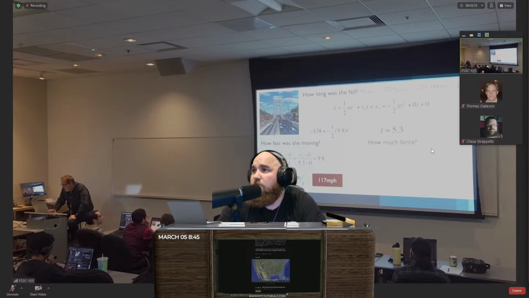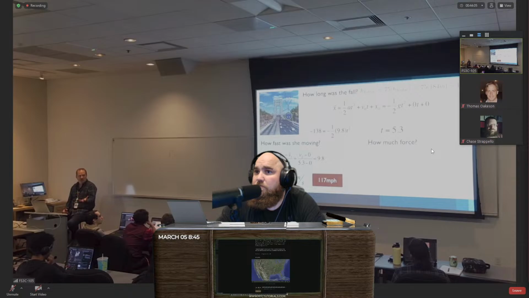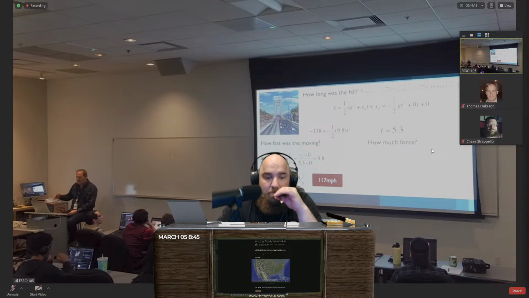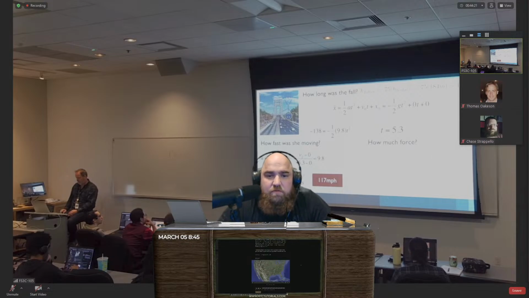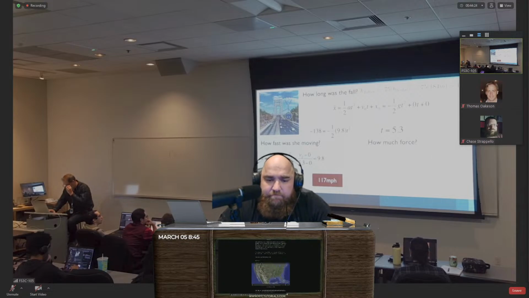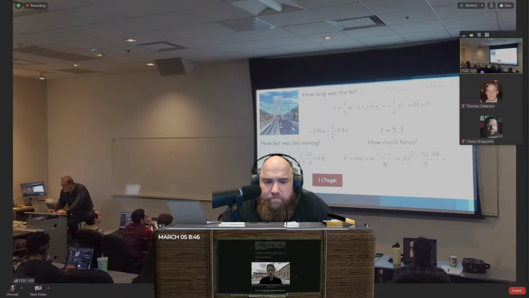Okay, now how much force? Now you remember, to change the velocity of an object, you have to apply a force. So there's a force that she experiences when her velocity changes from 117 miles per hour, or 51.94 meters per second, to 0. Okay, so how much force is required to bring a 50 kilogram object to a stop? Okay, so let's use force equals mass times acceleration.